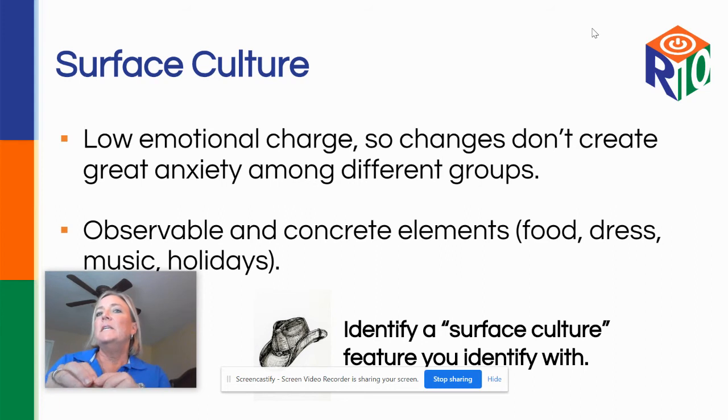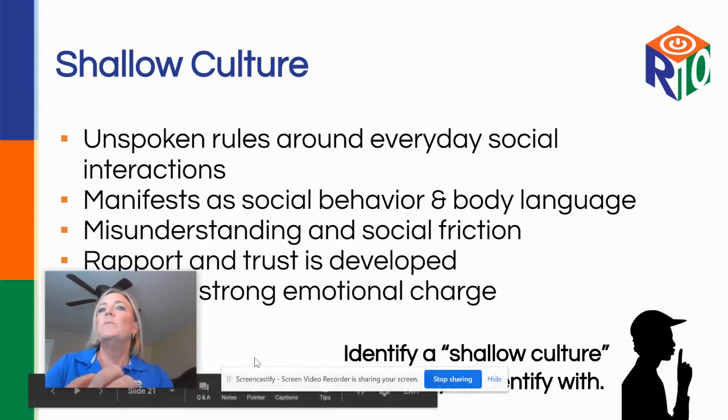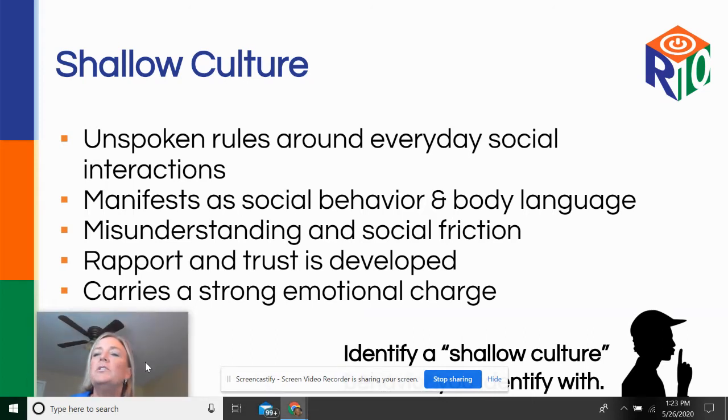So we've already discussed each one very briefly, but the surface culture, those things won't be emotional. Low emotional charge, they're concrete, they're observable. They're things you could say, I see this, I know this. The shallow culture has rules that might not be known by us and might be unspoken. You may see a different behavior that may not portray what we think it portrays. It may be a cultural element rather than a behavior problem. Rapport and trust is developed in the shallow culture.